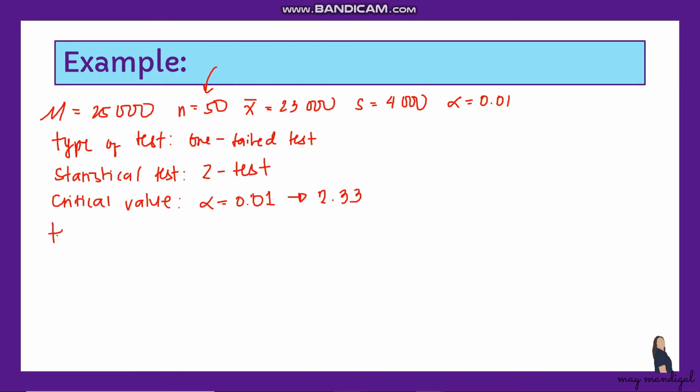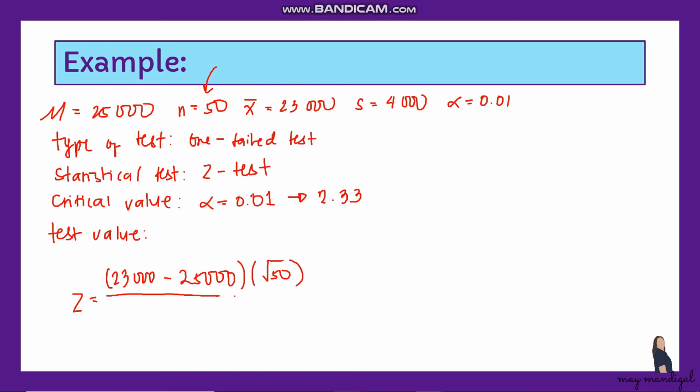Now let's solve for the test value. All we have to do is substitute all of the values that we know into our formula. So 23,000 minus the population mean, times the square root of 50, all over our standard deviation. Since we don't have the standard deviation of the population, we use the standard deviation of the sample, so we will just put here 4,000. Simplify this, and we will get a test value of negative 3.54.